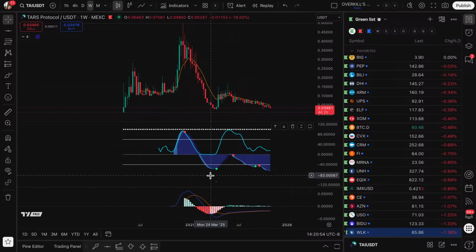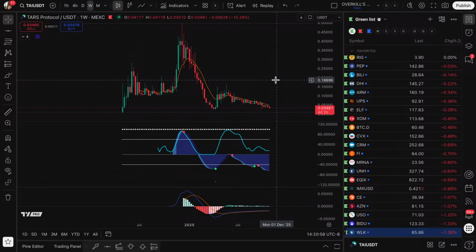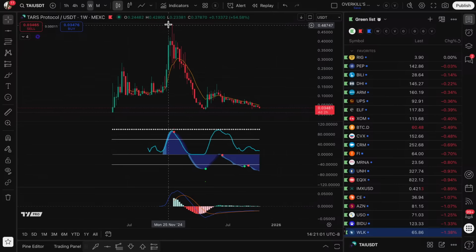So you can see the last time we got the weekly was actually right here at around 5 cents. It's now sitting at 3. So this is a very new project. Everyone was super hyped about this back here at 45 cents. This was the talk of the town back here.